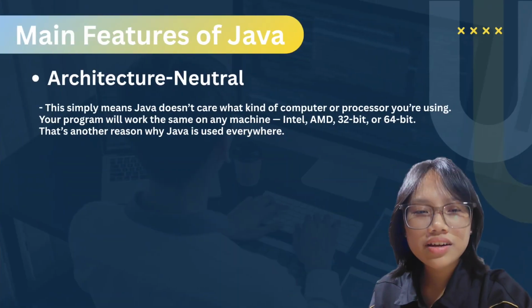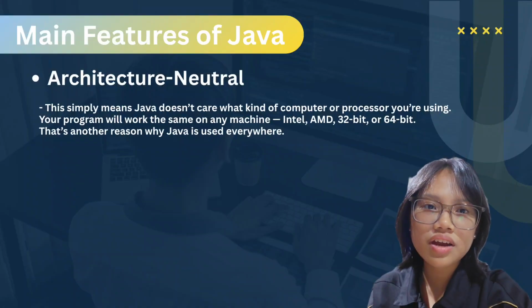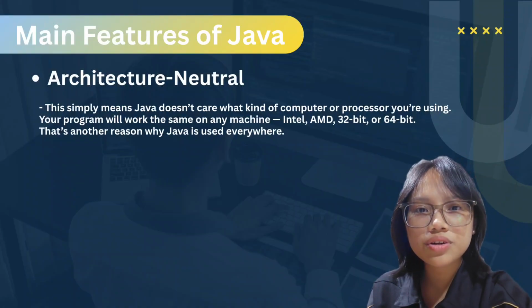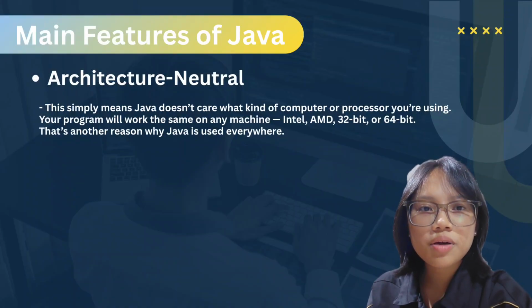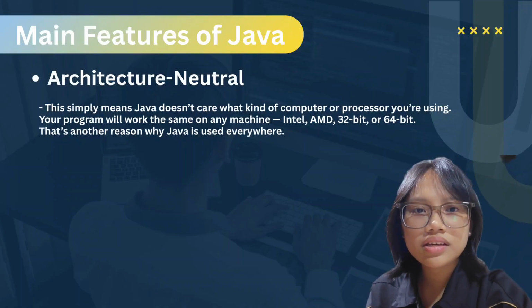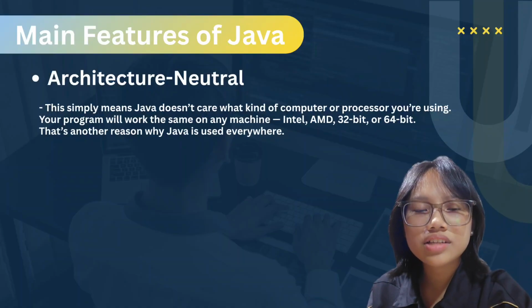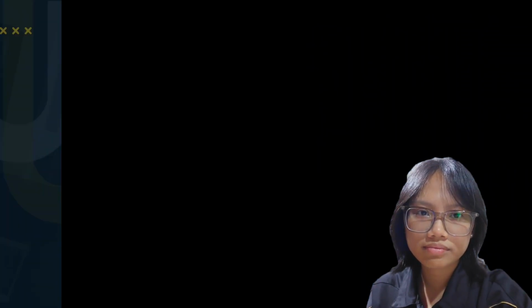Number 7 is architecture neutral. This simply means Java doesn't care what kind of computer or processor you're using. Your program will work the same on any machine: Intel, AMD, 32-bit, or 64-bit. That's another reason why Java is used everywhere.